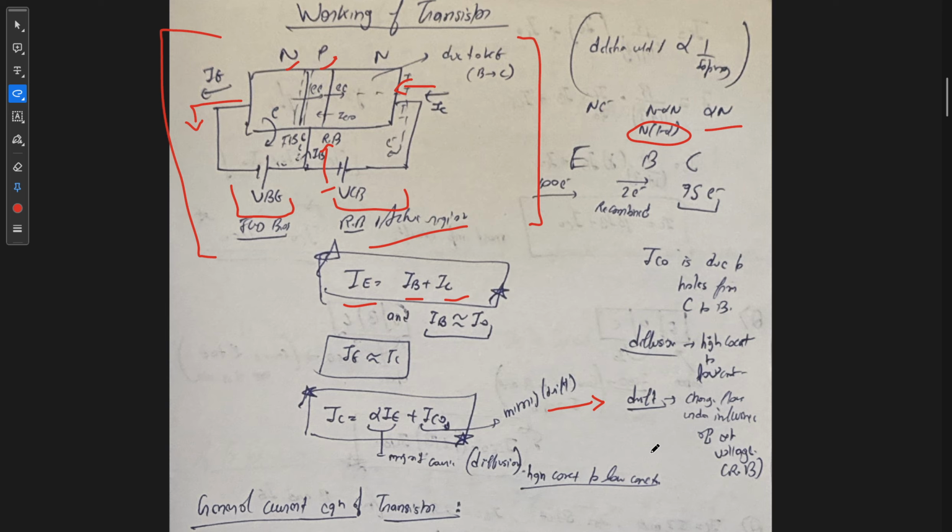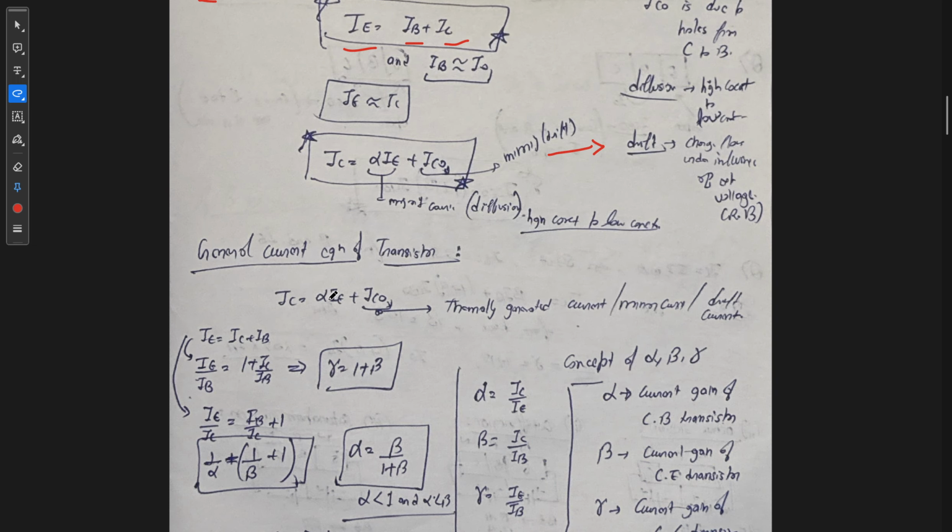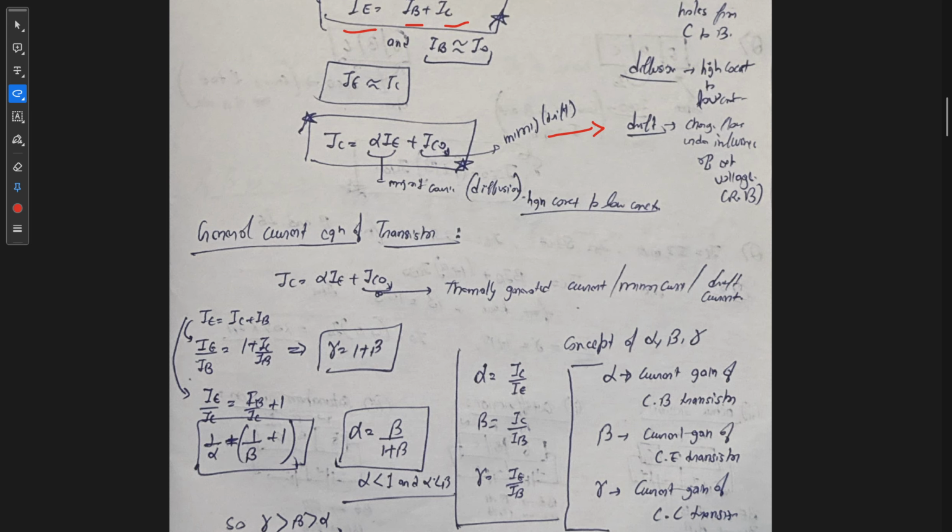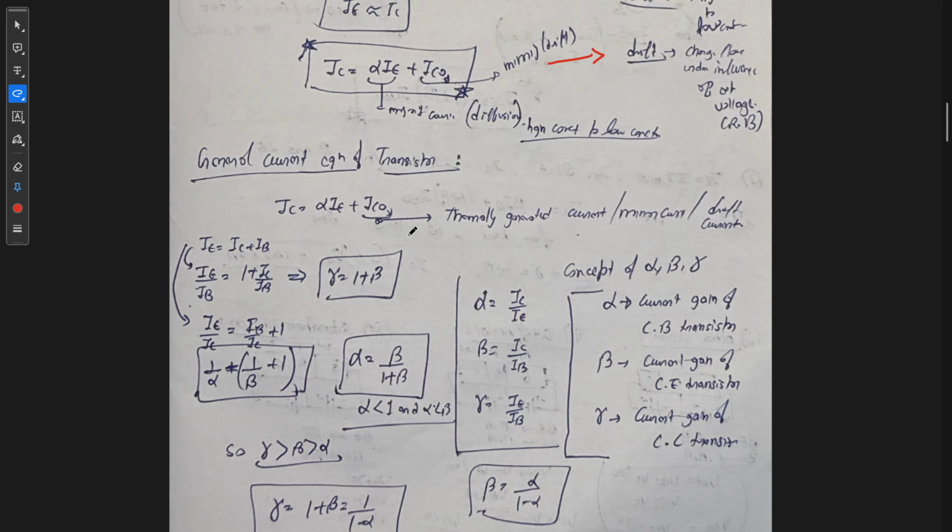Drift current is the current due to the charge flow under the influence of an external voltage, like the reverse bias voltage. Now the general current equation of a transistor is IC is equal to alpha IE plus ICO. ICO we can call a thermally generated current, or minority current, or drift current. From the first equation, IE is equal to IC plus IB; if we divide both sides by IB, we will get this ratio and this ratio.